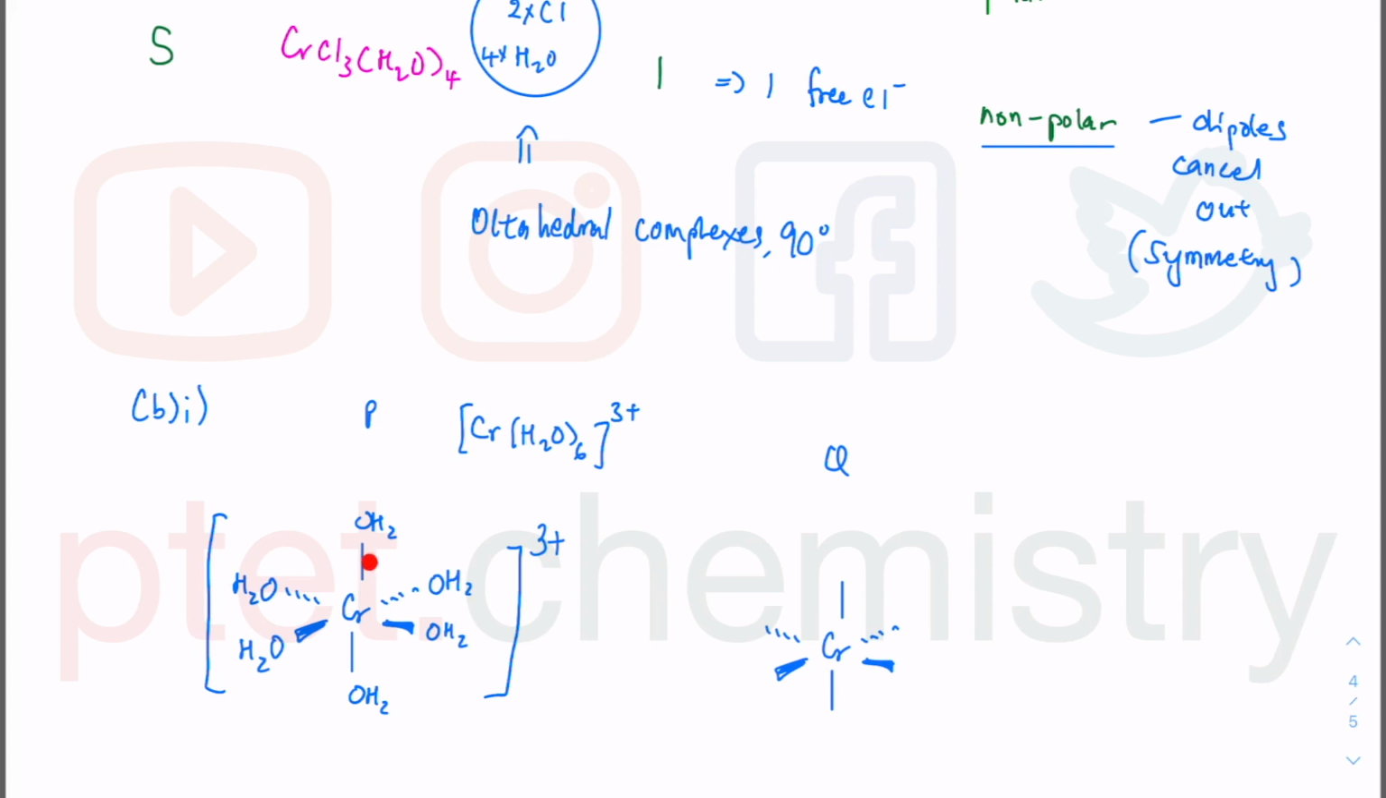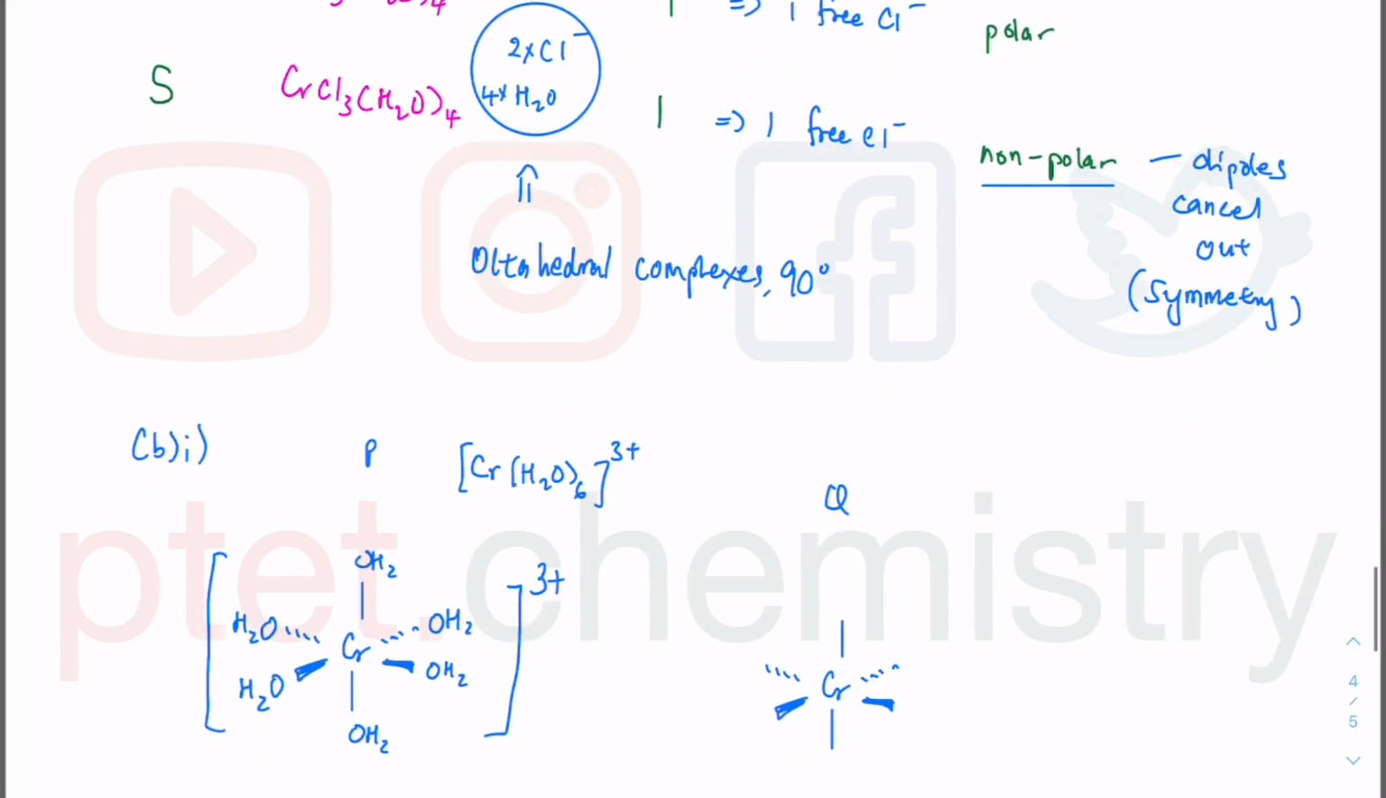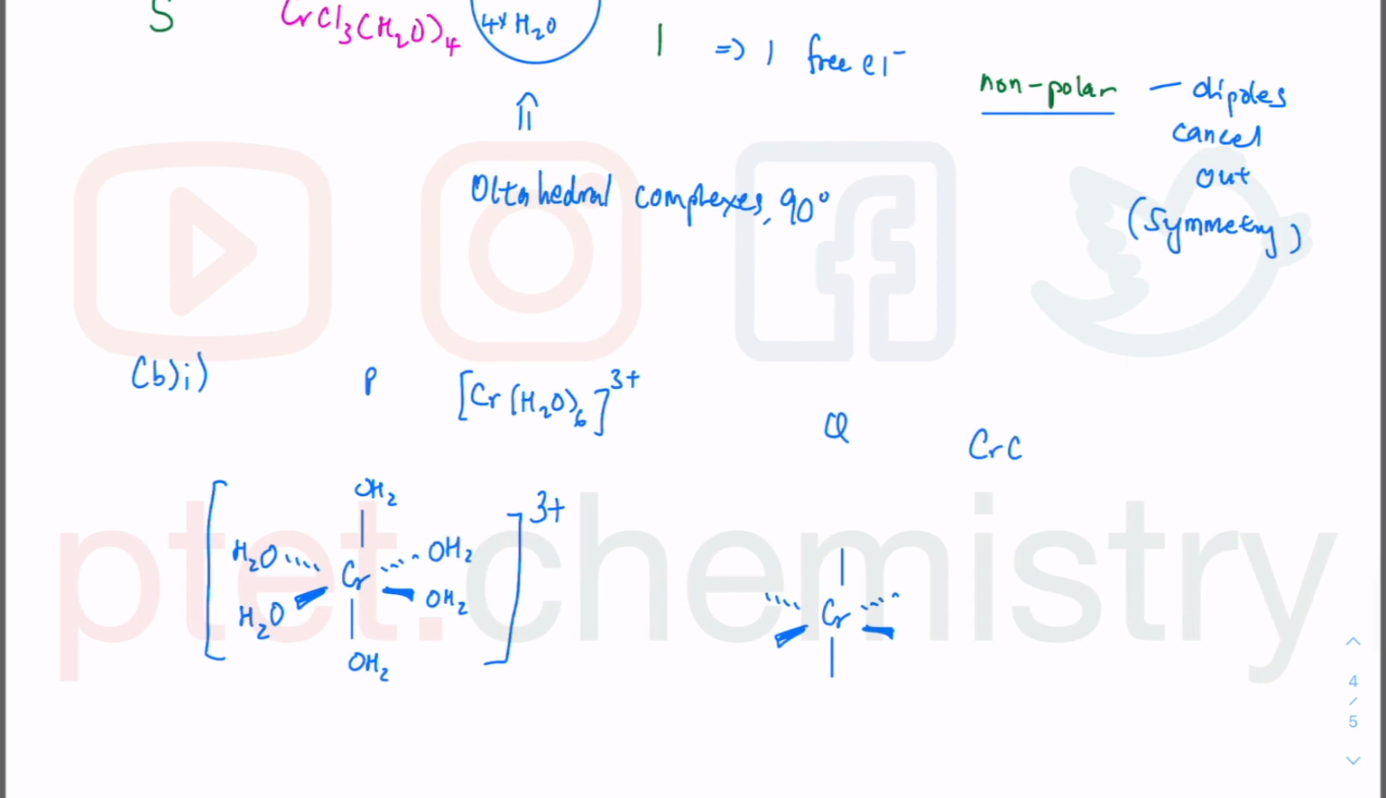So do not show your arrow going to the space in between or to the hydrogen, because the lone pair is on the oxygen to form that dative covalent bond. In Q, you have 2 free chlorides, so you have 1 chloride and 5 water on the complex.